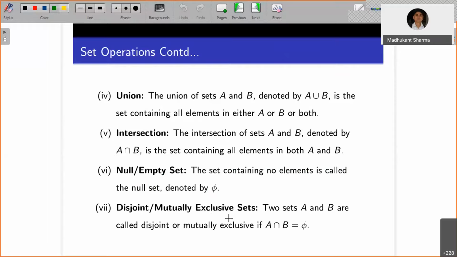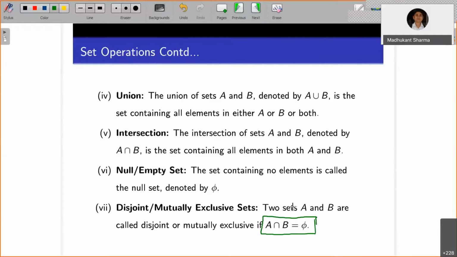Now we will say two sets are mutually exclusive or disjoint when their intersection is empty. Two sets A and B are called disjoint or mutually exclusive if A intersection B is equal to phi. Sometimes you will also see that I may read A union B as A or B, and A intersection B as A and B as well. There is nothing bad about it, so you should be able to follow that. A intersection B means A and B both together.